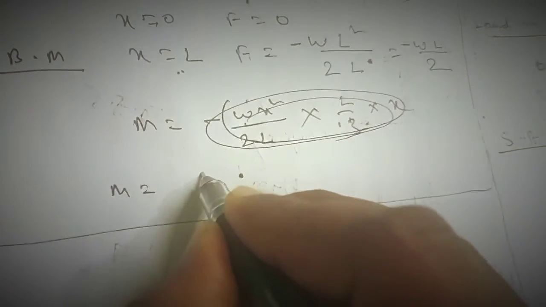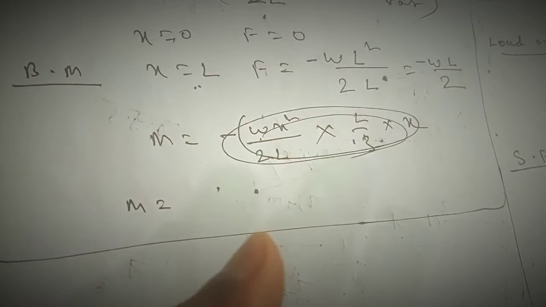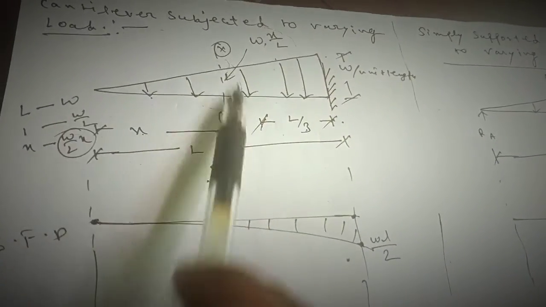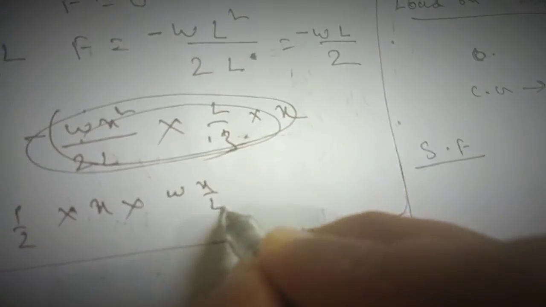Now let's find bending moment. For bending moment, simply moment means what? It's force into distance. So what will be the force here? For determining force in a varying load, we have to find the area. That means it is a triangle, so we'll find the area, half into base into height. We will determine moment up to the section X from the free end. Height means the load intensity at this section XX. This is W into X by L.